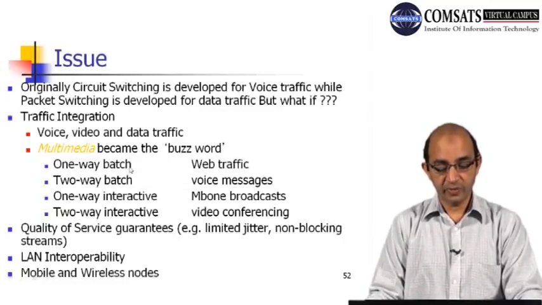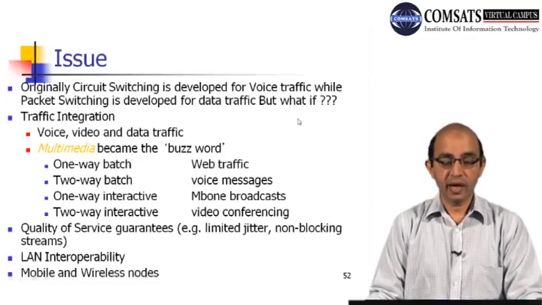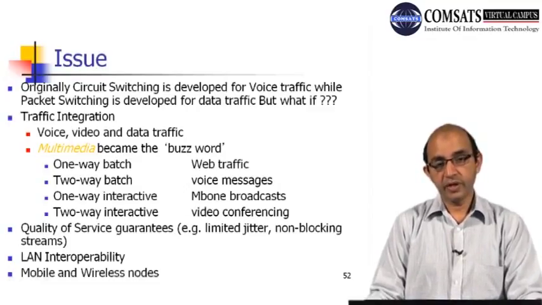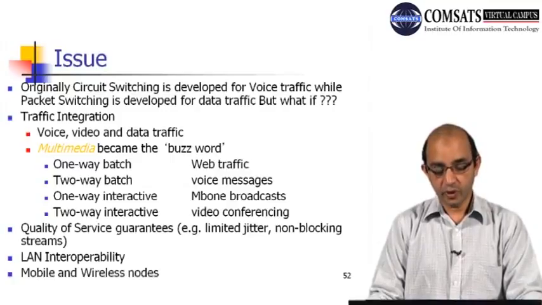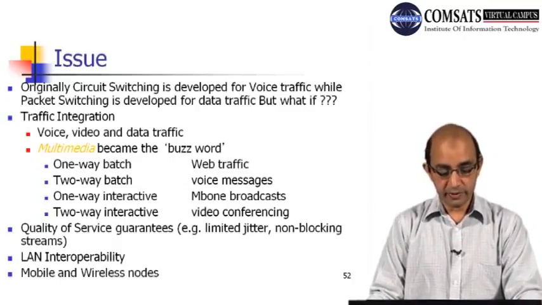One of the examples is multimedia, right? One-way batch web traffic, two-way batch voice messages, because it's two-way communication, one-way interactive M-bone broadcasts, two-way interactive video conferencing. So in that case, we have to ensure the quality of service requirements, because those services, for example video conferences, are affected by jitter, delay, and packet loss, right?